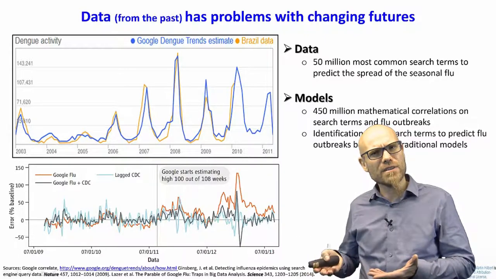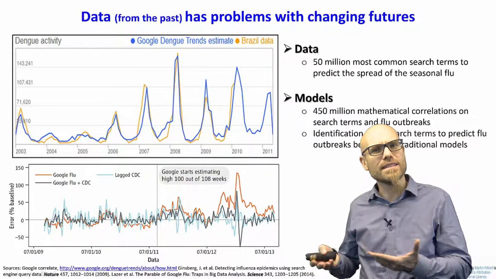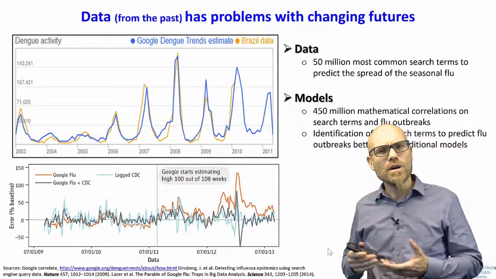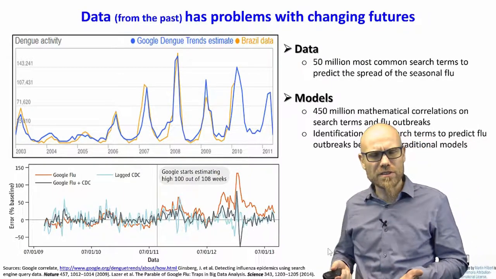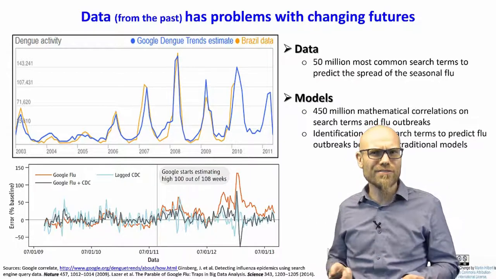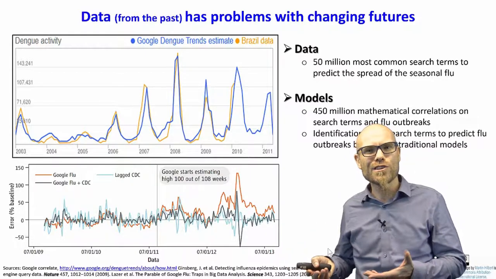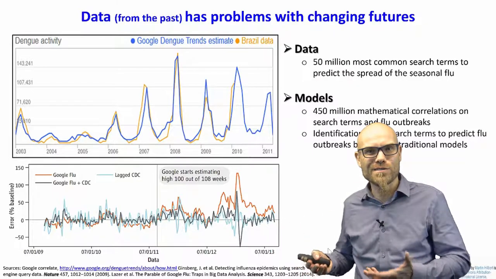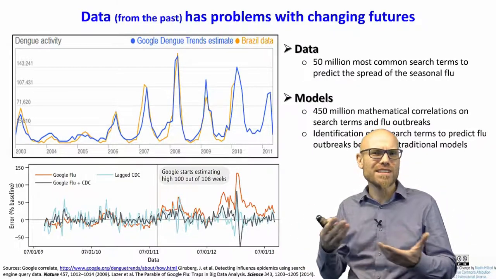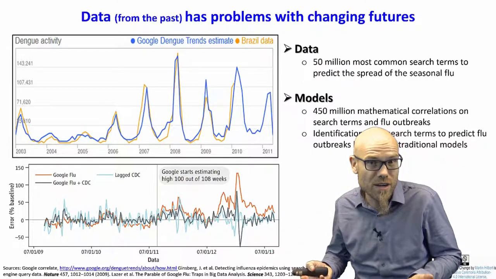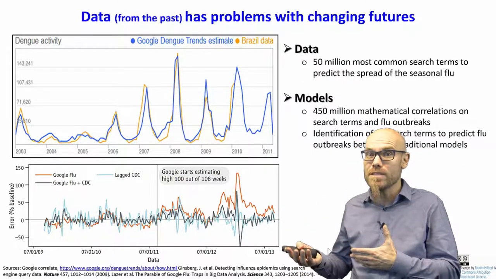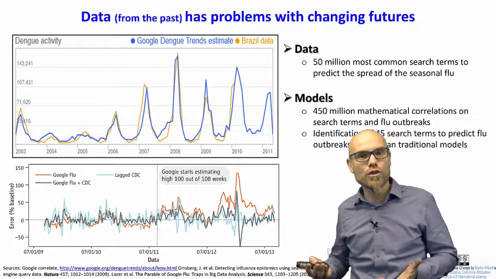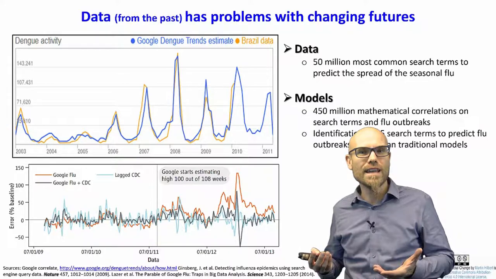What happened? What do you think? Why did the algorithm not work anymore? Well, what happened is that the behavior of the people changed. People just Googled different things. These 45 search terms were not correct anymore, because there was no theory behind these 45 search terms. It's not like these search terms had to do necessarily with the flu. There might have been spurious correlations. There might have been confounding variables with it. And over the years, people started to search different things. Other things were correlated with it.